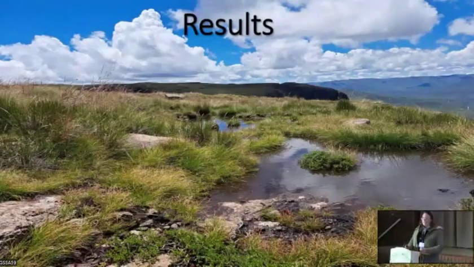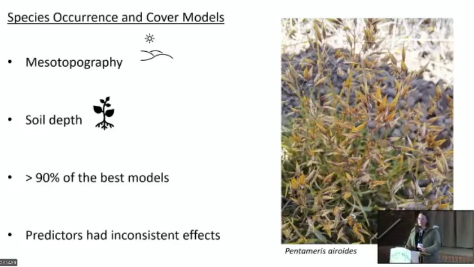So the results of my analysis were actually quite shocking, and I'll show you why now. Overall, there was no significant relationship between the species occurrence and cover and any of the predictors. Most of the predictors had inconsistent effects, meaning that some of them had a positive and some of them had a negative effect depending on the species.